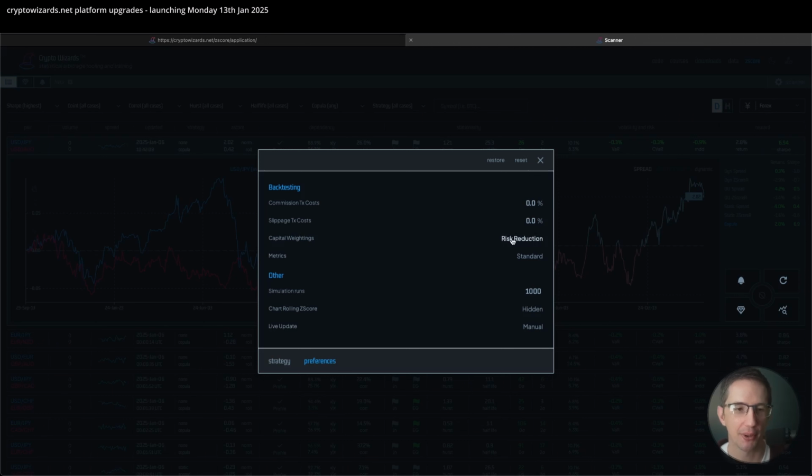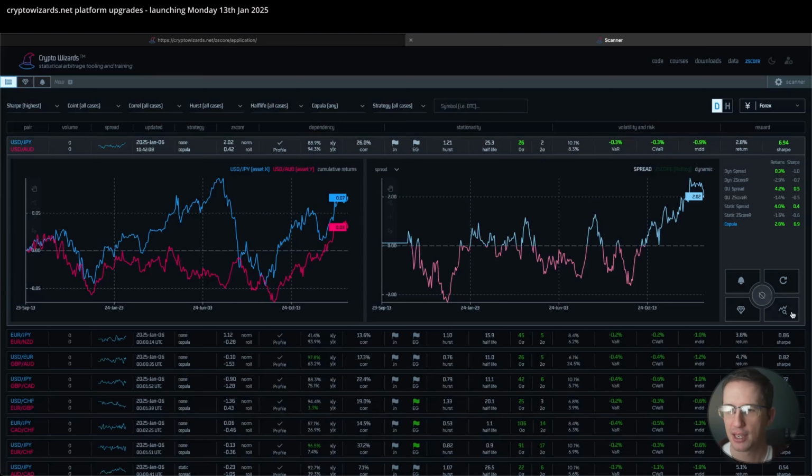Another thing we have here, by the way, I should mention, is capital weightings. Risk reduction means that it will automatically adjust what percent of your capital is allocated to an asset based on how volatile that asset is. If I have it as even, it'll just do 50-50. So what do I mean by that?